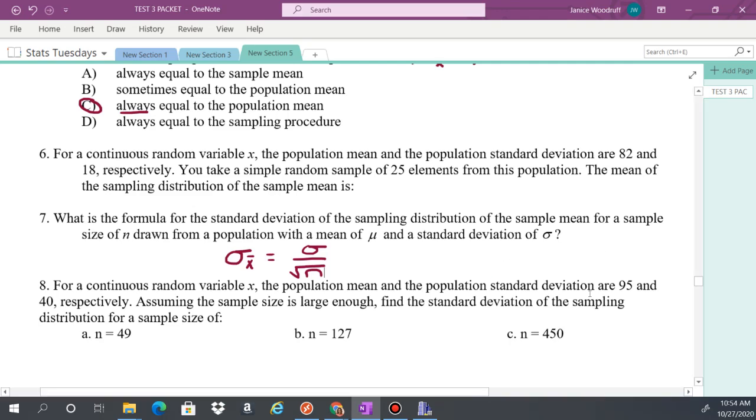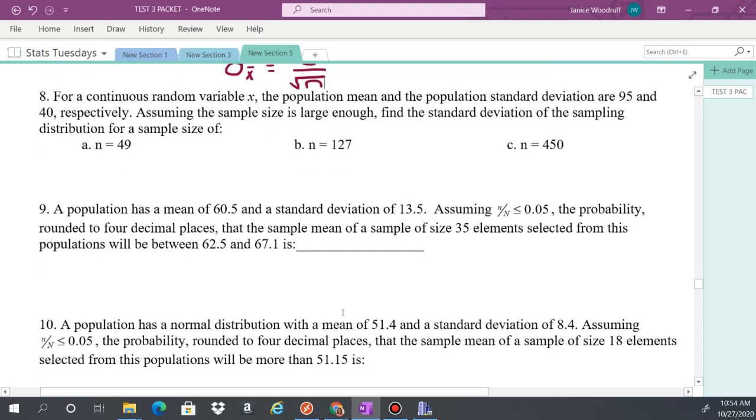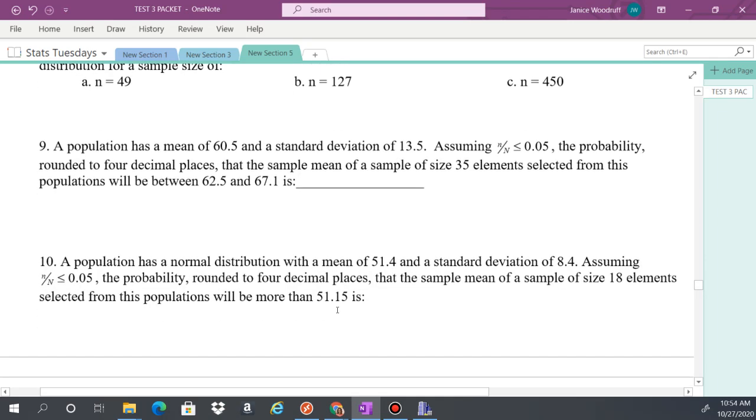All right, and we'll do number 9, which is another problem. So we have a population that has a mean of 60.5 and a standard deviation of 13.5. This is just making our assumption that the sample size is large enough. What is the probability, rounded to 4 decimal places, that the sample mean of a sample of 35 elements selected from this population will be between 62.5 and 67.1?